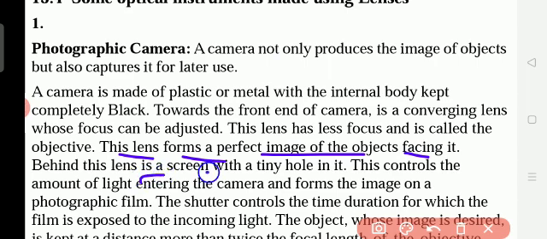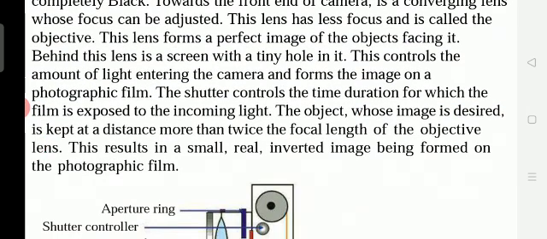Behind this lens is a screen with a tiny hole in it. This controls the amount of light entering the camera and forms the image on a photographic film. So after the lens, what is present? The screen is present. This only controls the light. Afterwards we have the photographic film which catches the images and the photos.